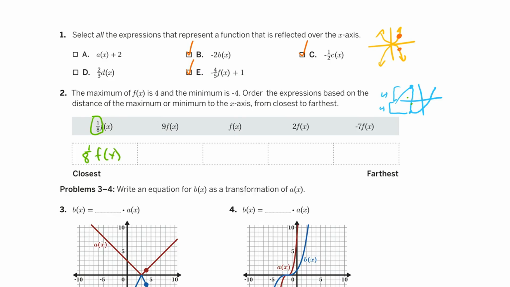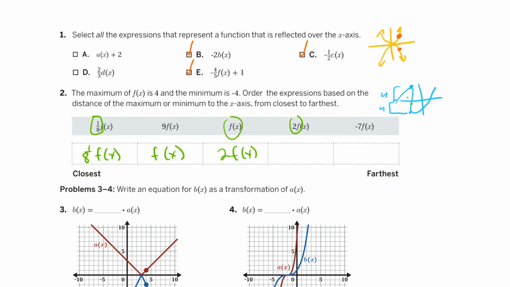Then the next would be 2. It's no longer a fraction, but it is stretching. Oh, I lied. It's stretching it. So our original function has to be the next one, because this one is 4 units away, whereas when I multiply it by 2, now it's going to be 8 units away. So f of x comes first, then 2 times f of x. And now here's the tricky part: it's technically -7 times f of x next.